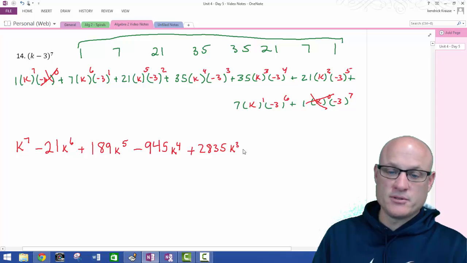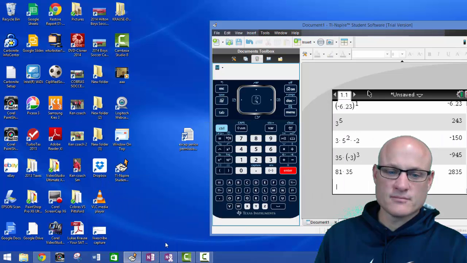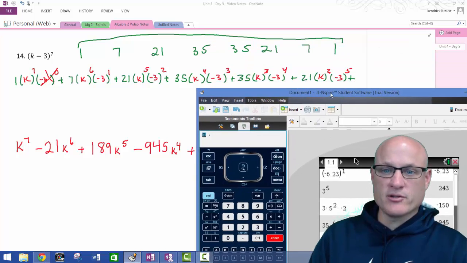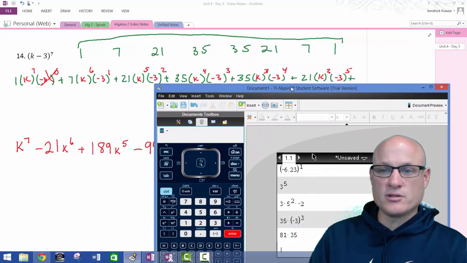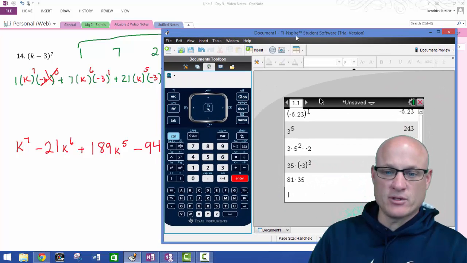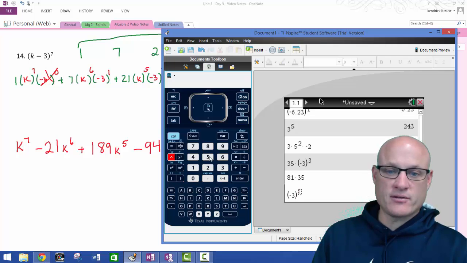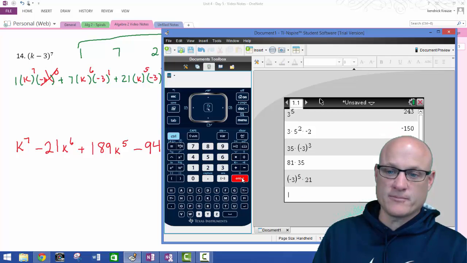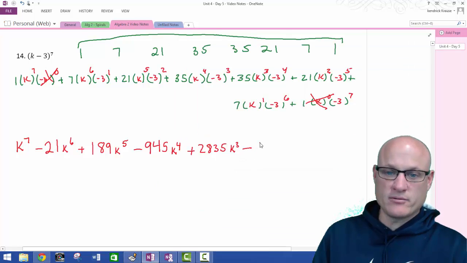K cubed minus, hit the wrong button, sorry about that. Let's see, what am I going to do now? I'm going to do negative 3 to the 5th times 21. Let me just do that. Make sure I don't make any dumb mistakes. Negative 3 to the 5th times 21. Notice it doesn't matter what order. Oh, man, that would make a huge difference. Notice I'm still in exponent mode. I got to get out of exponent mode. Times 21. I would get some crazy number. Negative 5103.